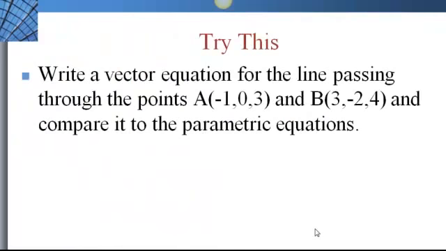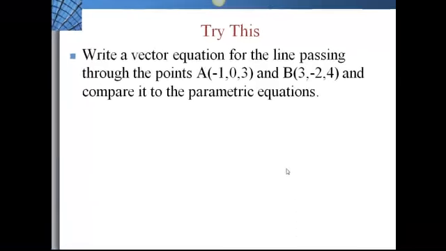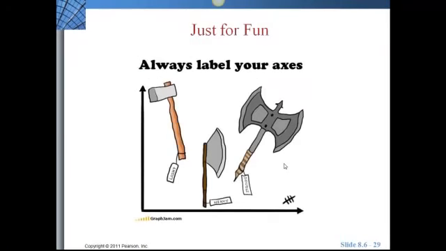Now try this one. Write a vector equation for the line passing through the points A, (-1, 0, 3), and B, (3, -2, 4), and compare it to the parametric equations. And always remember, label your axes.